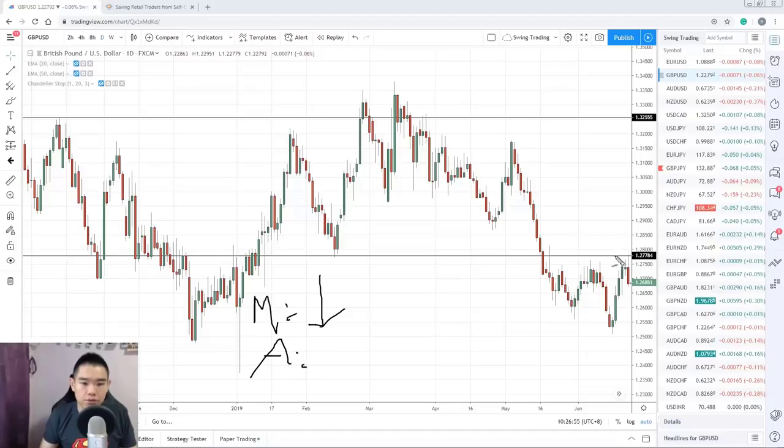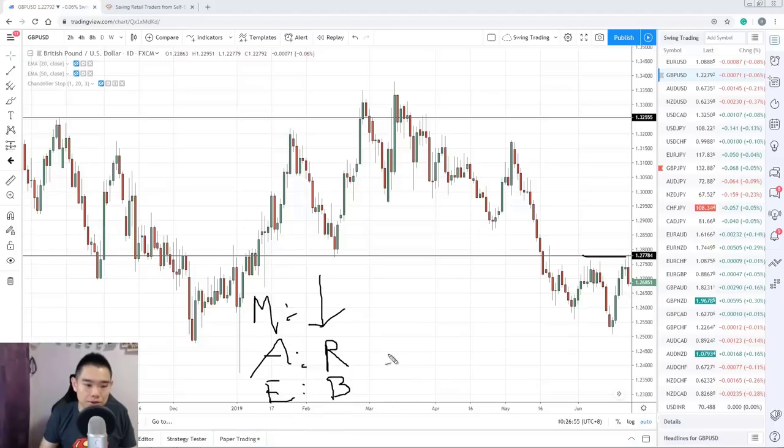Second one, area of value. Where is the area of value? Well, I see this one over here. This area of resistance is an area of value, so let's call it R, resistance. E: is there an entry trigger? From what I'm seeing over here, this looks like a bearish engulfing pattern, telling me that the sellers are temporarily in control. So yes, we have an entry trigger. Let me just call it B, bearish engulfing pattern.